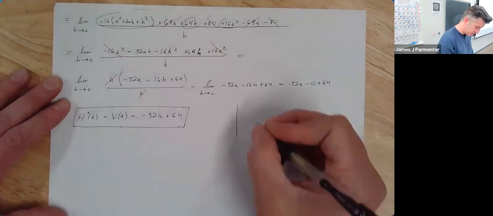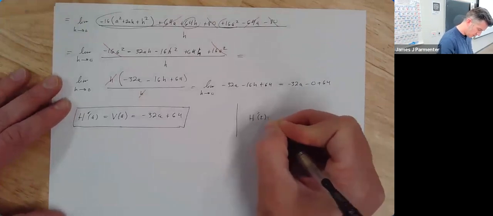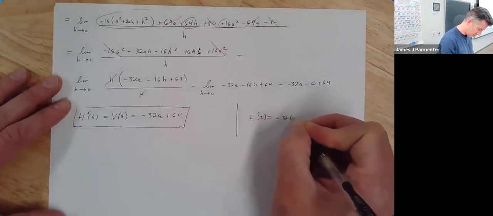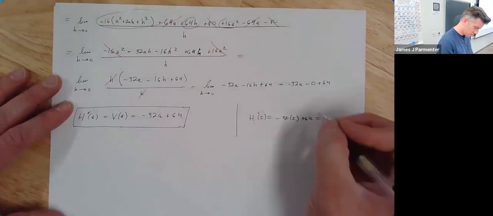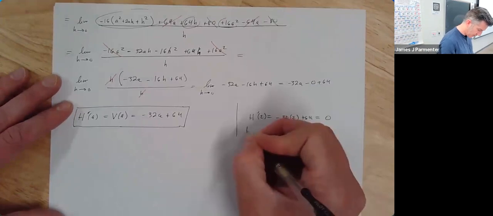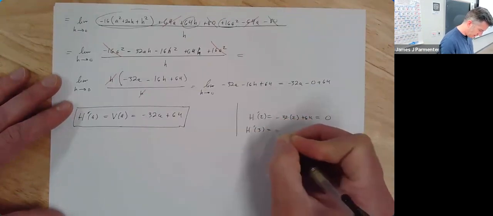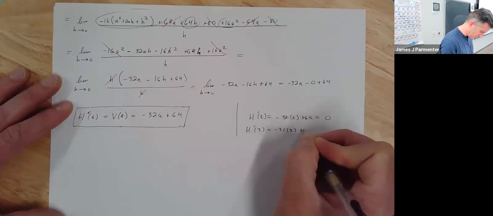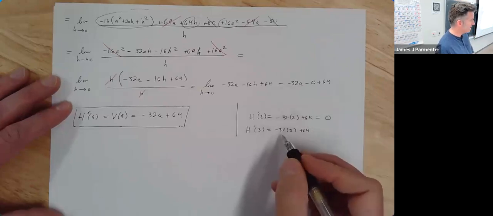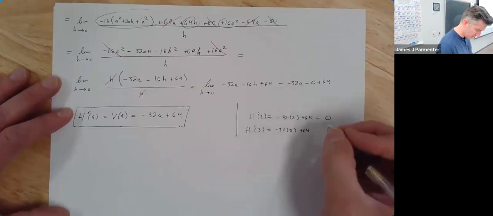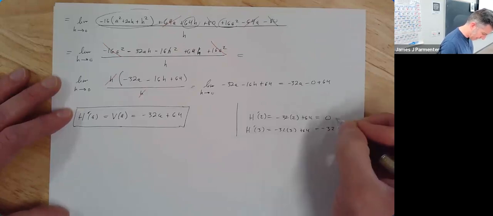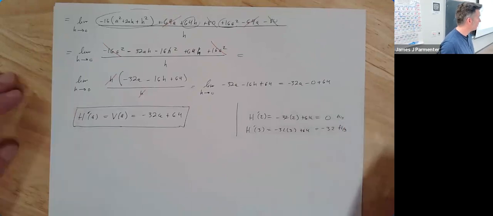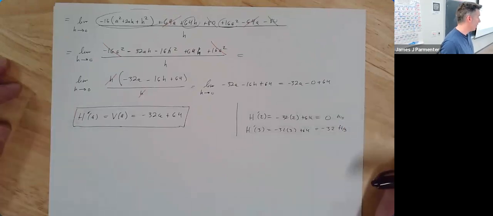And just because I think it's interesting, after 2 seconds, you get negative 32 times 2 plus 64. That's going to be 0. And after 3 seconds, you get negative 32 times 3 plus 64. That's negative 96 plus 64, which is negative 32 feet per second. What does it mean that the velocity is negative? Right, it's going down, going the opposite direction.